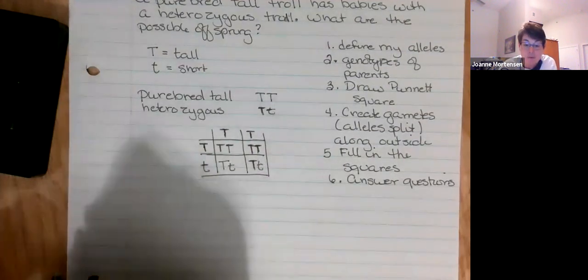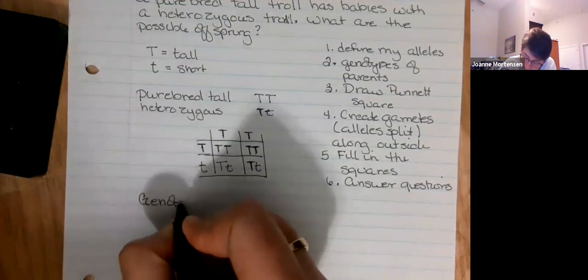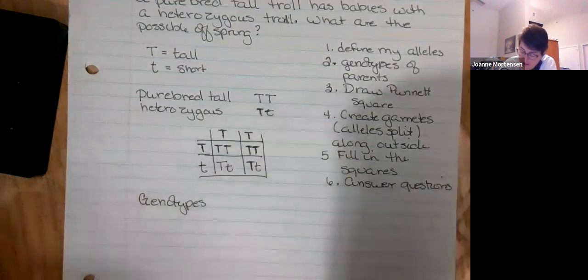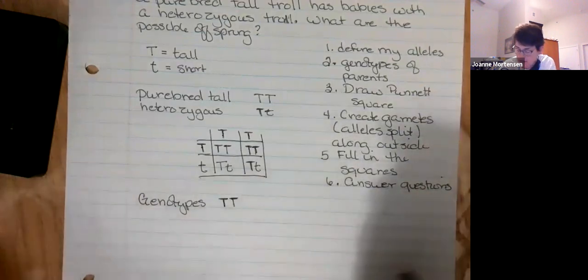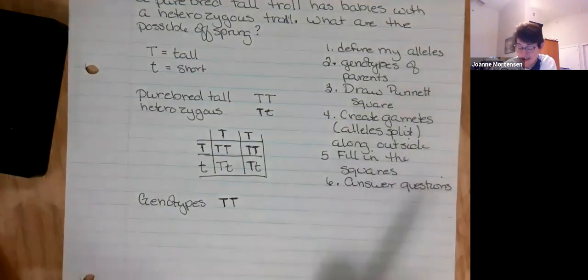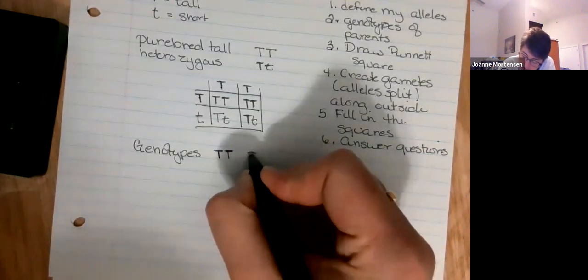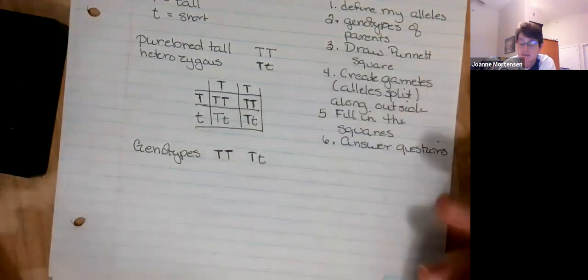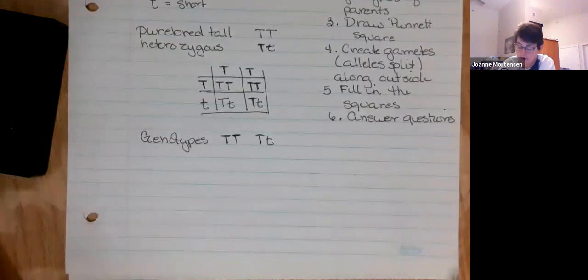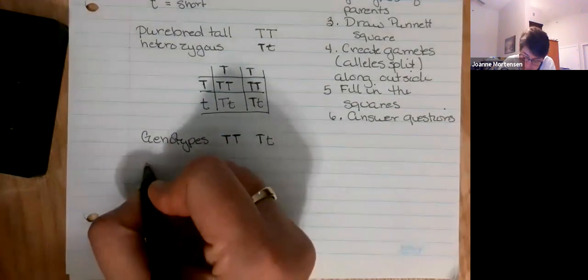Okay, so if we want to talk about genotypes, there's capital T, capital T. So that would be homozygous dominant. And we also have the heterozygous. Okay, because remember, these are the babies in the center. That's the only choices we have. Yeah, as far as I'm going to go.